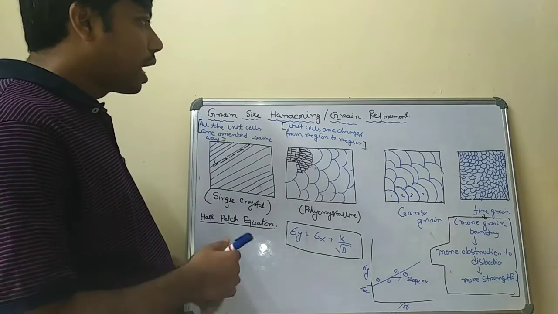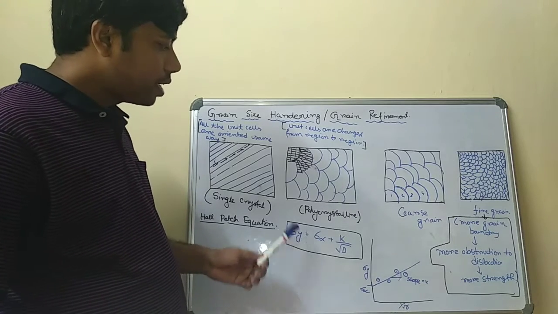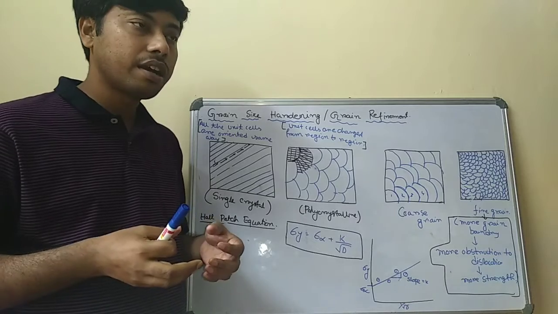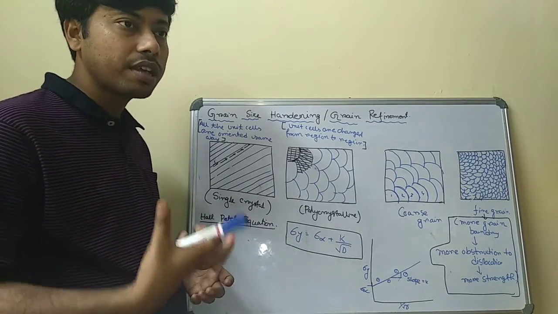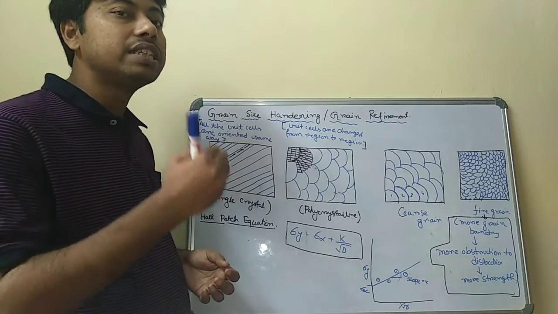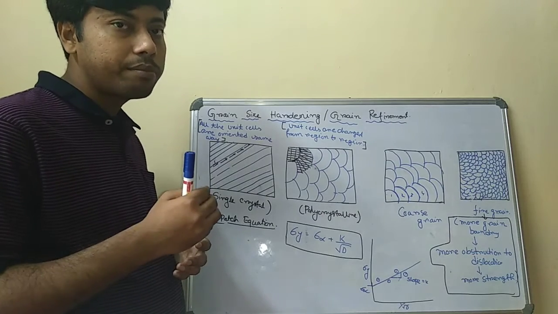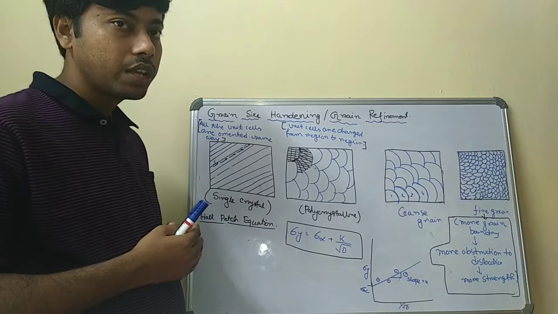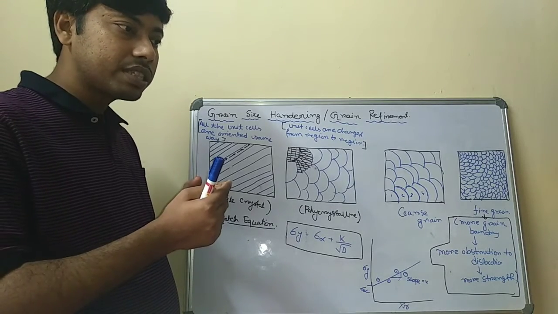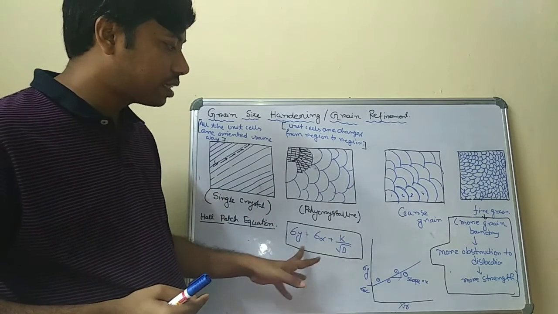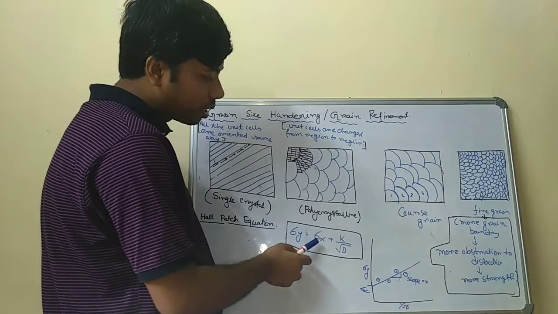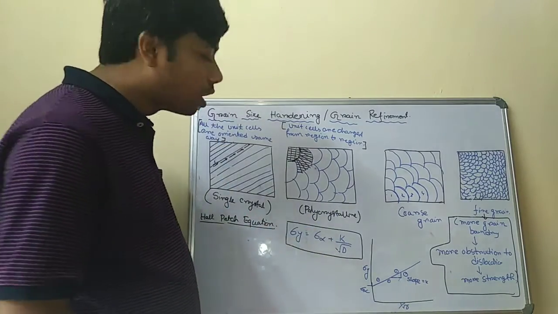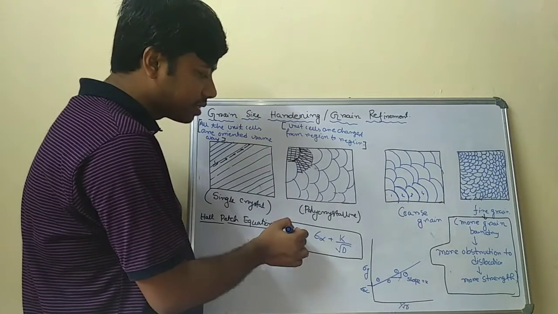Now you know that if a material has very high strength or resists deformation strongly, that indicates very high yield strength. If the yield strength of the material is very high, the strength of the material is also very high. In this relation, sigma infinity and k are both constant terms, so the main variables are d and sigma y.